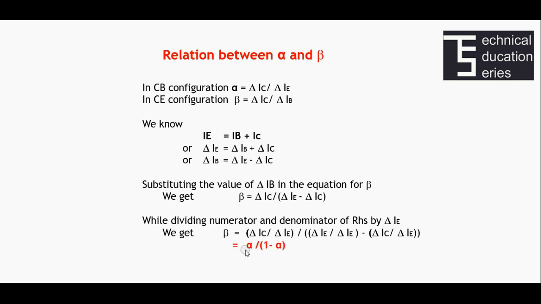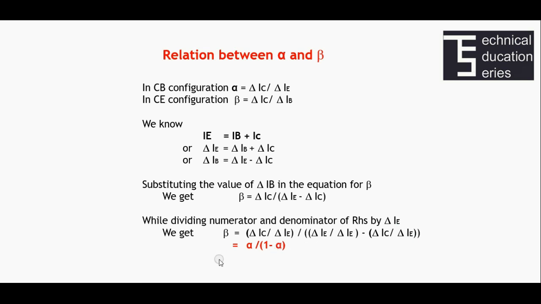That is equal to alpha divided by 1 minus alpha, because delta IC by delta IE is equal to alpha, and delta IE divided by delta IE is equal to 1, and again delta IC divided by delta IE is equal to alpha.